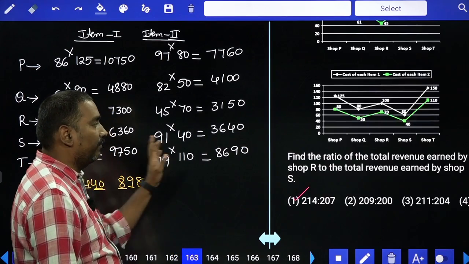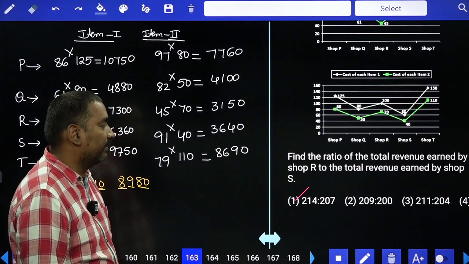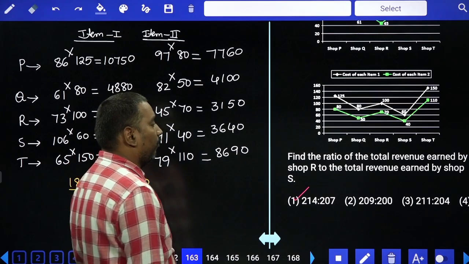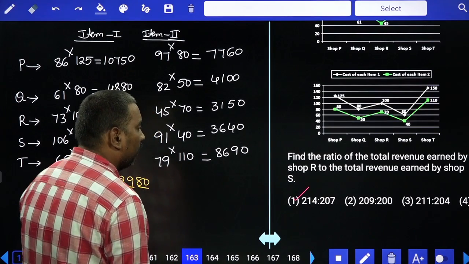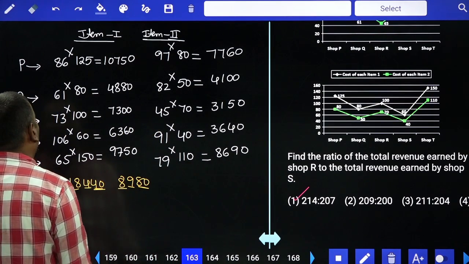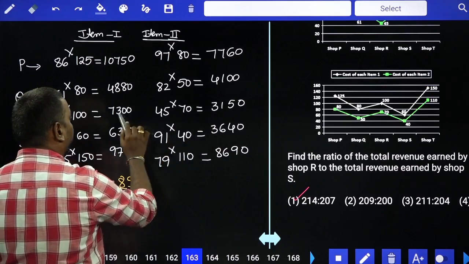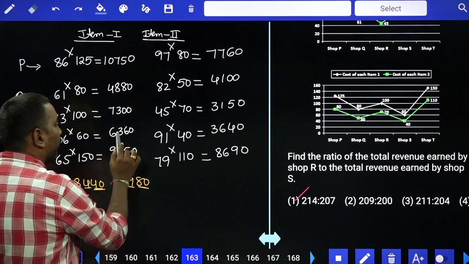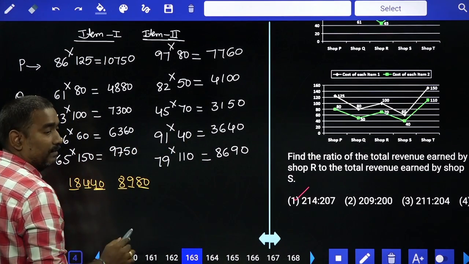So like this we have questions on this DA. Find the ratio of the total revenue earned by shop R to the total revenue earned by shop S. Shop R total revenue means we add these two, and for shop S we also add these two.